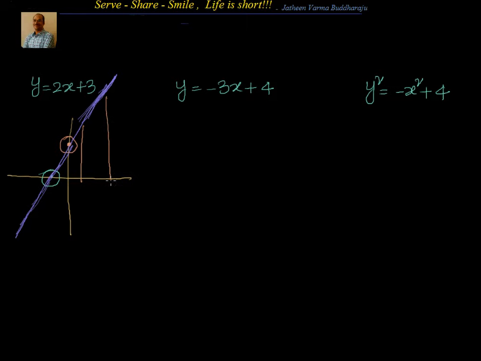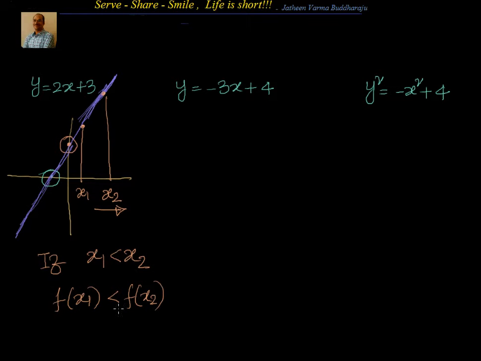as we are moving in the positive direction of the x-axis, the values of the function are going on increasing. That means we are saying that if x1 is less than x2, then f of x1 is less than f of x2. So that is the observation we have.